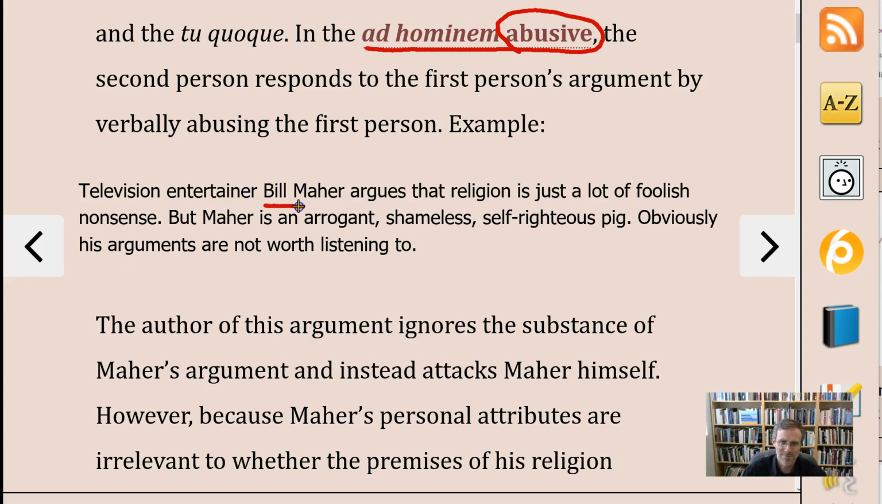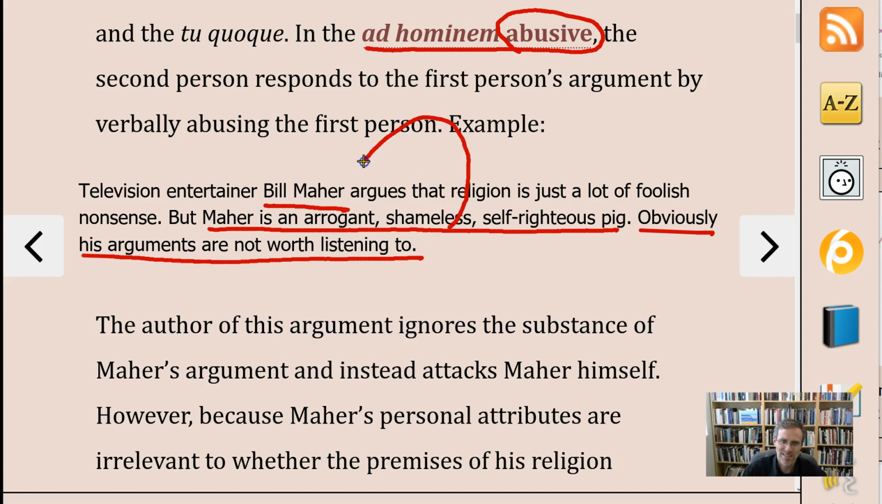Bill Maher argues that religion is a lot of foolish nonsense. That's person one, right? Bill Maher. Person two, who's our speaker, says, Maher himself is just arrogant, shameless, and self-righteous, so whatever he says must be wrong. Now, regardless of how you feel about Bill Maher, if he is an arrogant, shameless, and self-righteous pig, that doesn't actually make the claims that he is making necessarily less true. It might just make him a bad kind of person who you don't want to spend time around.